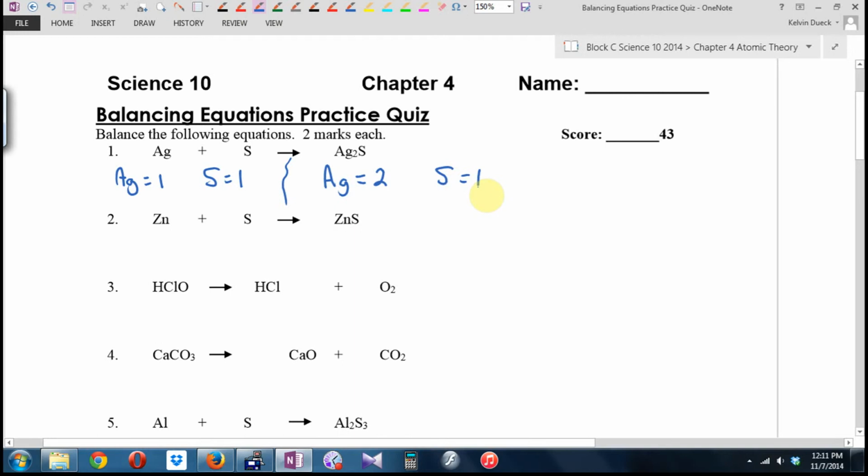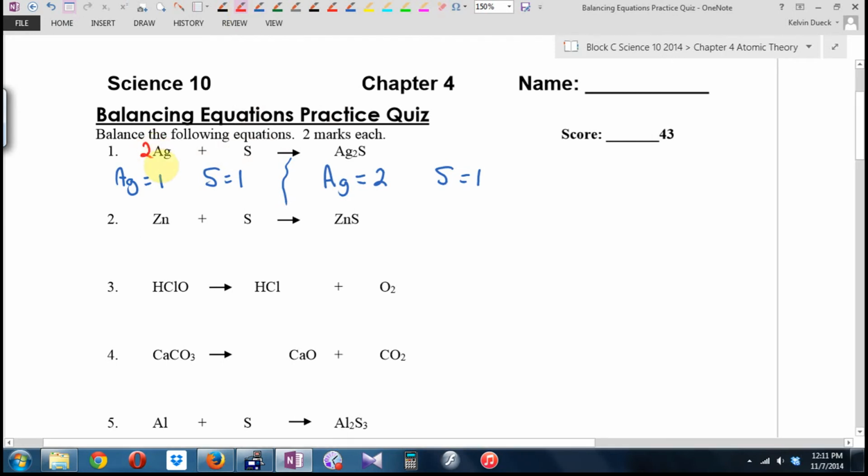Okay, now here's what I can't do. I can't add subscripts. That's wrong. You've just changed the whole chemical composition of what we're doing. What we are allowed to add are coefficients, numbers in front. Hey, how can I balance this, Cam, my friend?